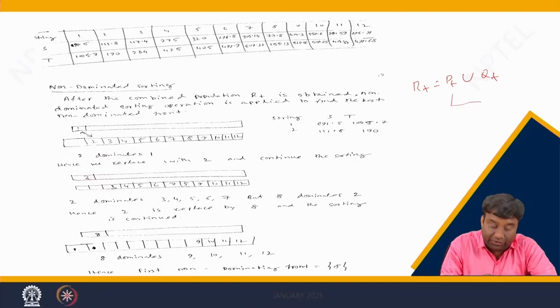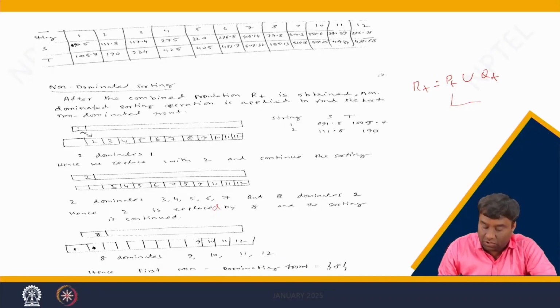Now compare 2 and 3. So 2 dominates 3, 4, 5, 6, 7, but 8 dominates 2 because the value of 2 is 118, here is less, 190, here is less, so 8 dominates 2. So again we replace, 2 is replaced by 8 and sorting continues. So there is 8, so we drop 1, 2, 8 is there. So compare 8 with 9, 10, 11, 12. So 8 dominates 9, 10, 11, 12.